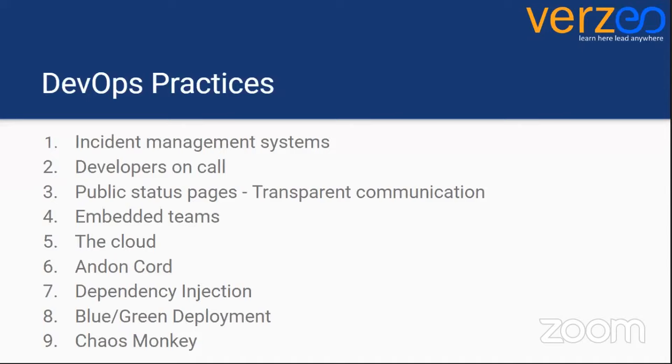Then comes your public status pages or transparent communication. We have done so many things in DevOps. We have implemented so many tools. I automated so many things. I'm doing builds, a lot of testing, giving so much feedback, getting so many incidents and addressing the bugs. You're doing so many things, but how are you telling the outside world that you're doing all this? And why is it necessary to tell this to the outside world?